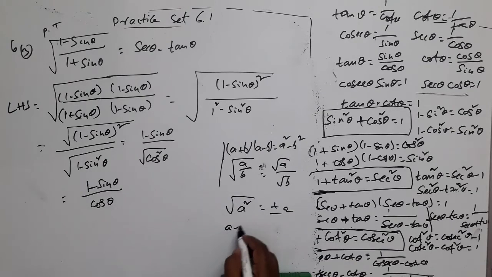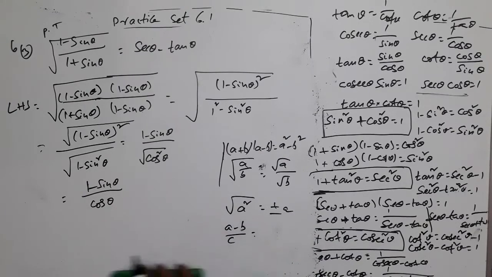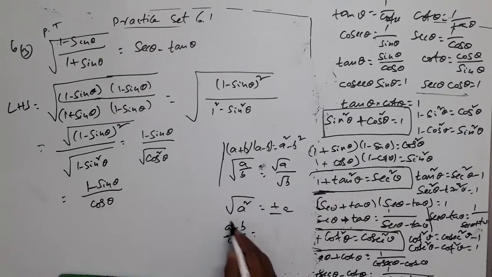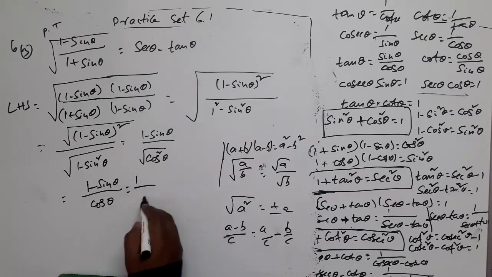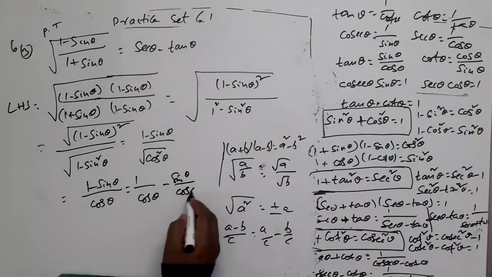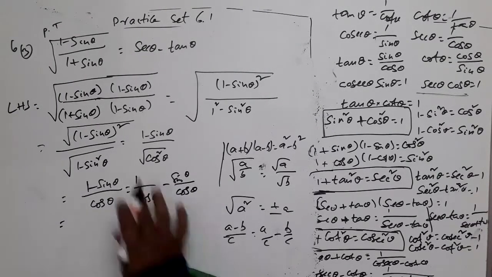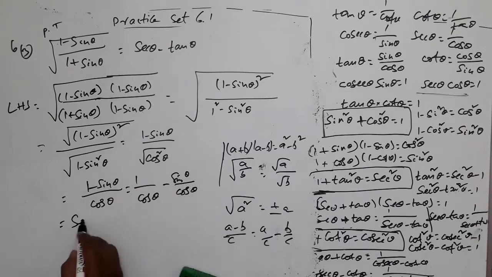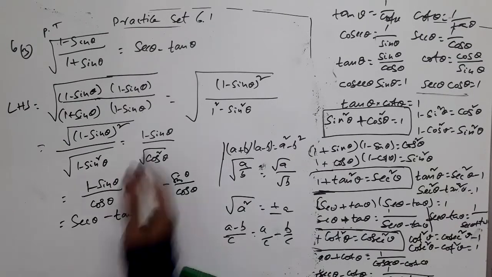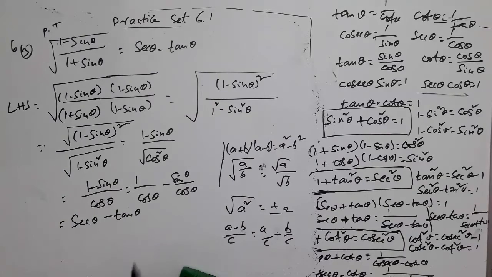Now this is of the form a minus b by c. How can I proceed? I don't want a denominator, so I am dividing. A minus b by c can be written as a by c minus b by c. Can I write like this? Dividing both the terms, I am writing it as 1 by cos theta minus sin theta by cos theta. What is 1 by cos theta? Secant theta, the reciprocal of cos is secant, right? Minus sin theta by cos theta is, we know, tan theta. Have you got that one or not? Yes, you have got the right hand side part.